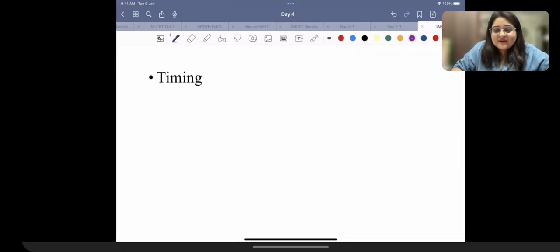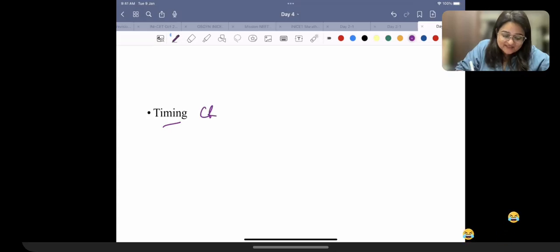ठीक है. Okay, now coming to timing. कब देना? If you're giving an episiotomy, when will you give it? You'll give it at the stage of crowning.